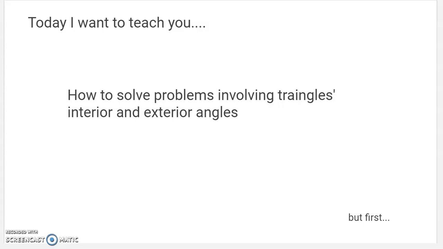Today I want to teach you how to solve problems involving triangles' interior and exterior angles. Go ahead and make this the title on the next free page in your math notebook. When you have done that, you know the drill. Mark that page, close that notebook, activate that brain, concentrate, and I'll tell you when it's time to open it and write.